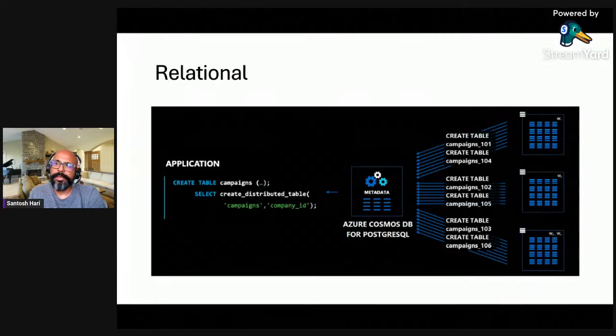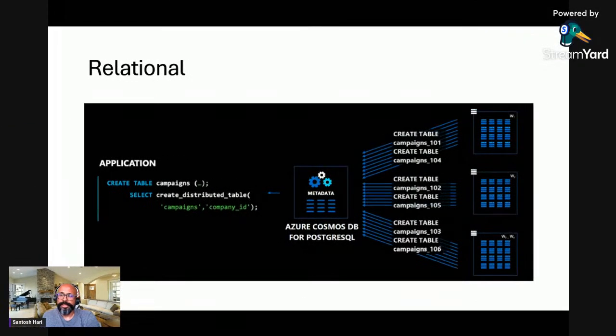So relational data, Cosmos supports relational data models through its Postgres API. With that you can use SQL syntax, which is very familiar to you. You can leverage your existing SQL skills. It supports transactional support, like ACID transactions for your applications, and you can integrate with other Azure services.